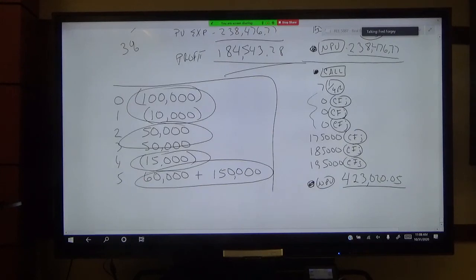Okay? So do the net present value for those, and then afterwards combine them. Yep. And here's what we're going to do.